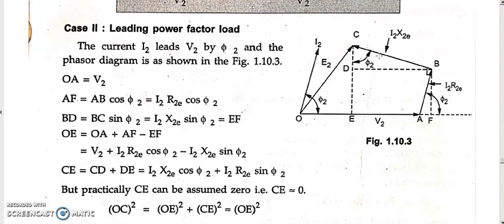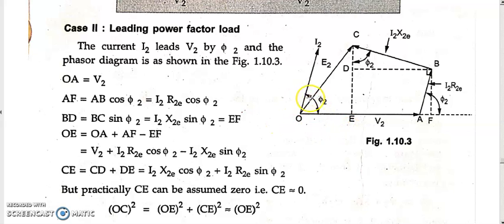For lagging we have got plus I2 X2E, but for leading we will get minus I2 X2E. It is not just by telling; we can also prove why we are going to get minus I2 X2E, not plus I2 X2E. But for lagging, remember it is plus I2 X2E, and for leading it is minus I2 X2E as of now. We shall see that.